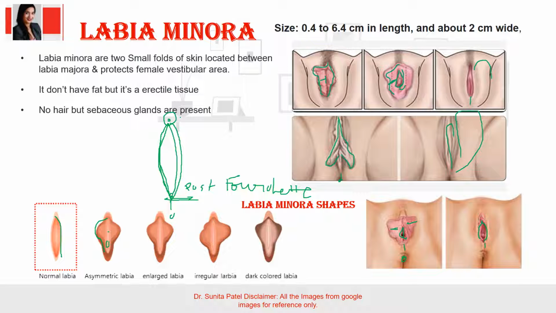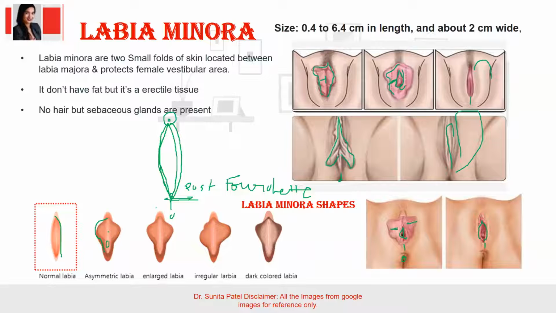Erection will happen, and because of erection, they will move backward. Okay, and they're going to create the openings because of the erection. So once they erect, they will move away from each other, and we can see the open vestibule. And into the vestibule, you can see our openings. And the female will be ready for penetration. We will understand that in our female sexual functioning webinars, but this is important to understand.